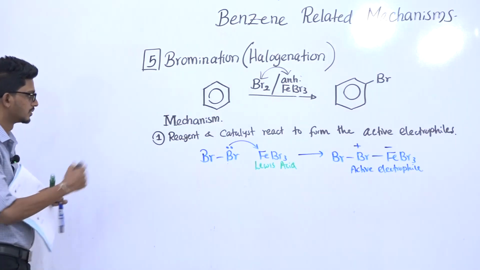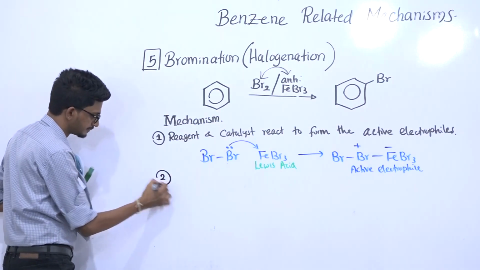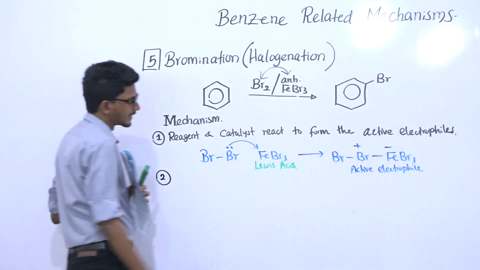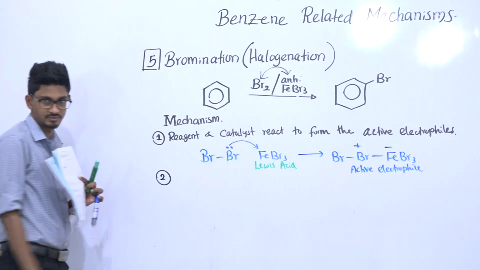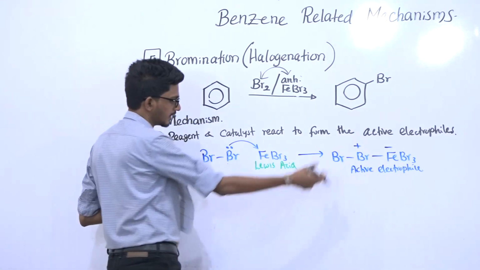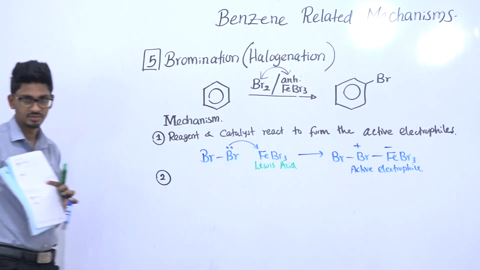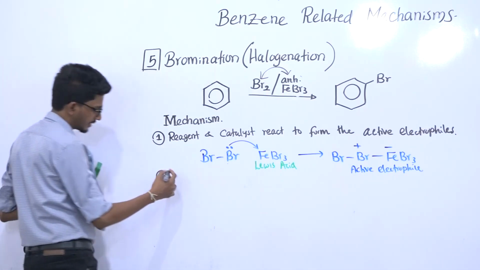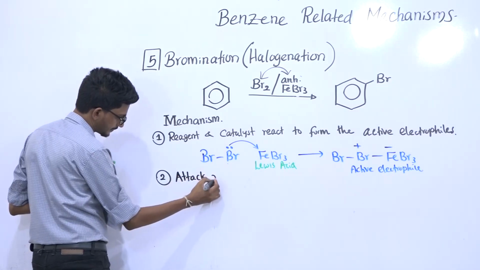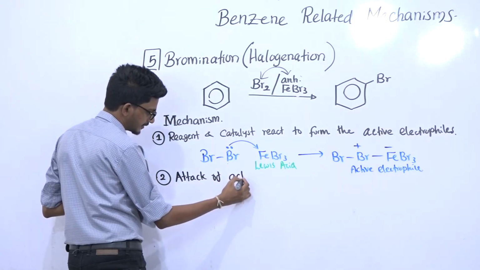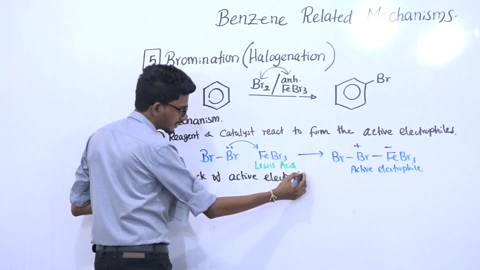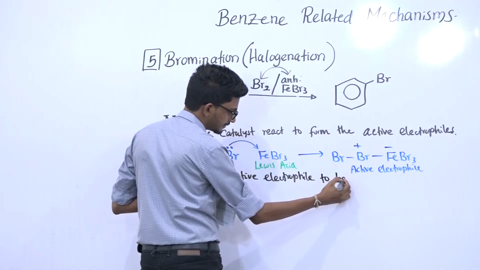Step number 2 is the attack of the active electrophile to the ring, or the attack of the benzene to the active electrophile, or one can say the attack of the active electrophile to the benzene ring. So I write it like this: active electrophile to benzene ring.